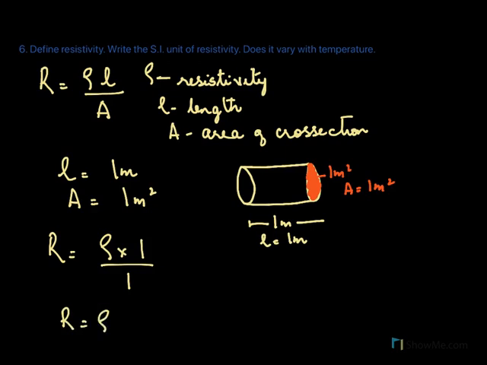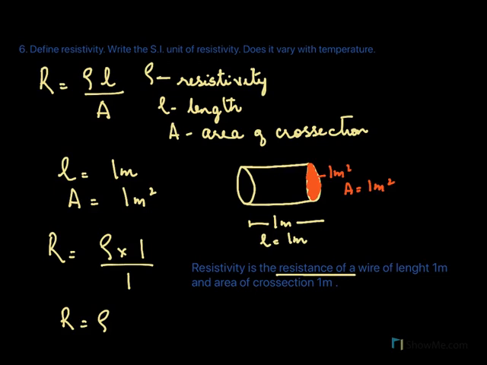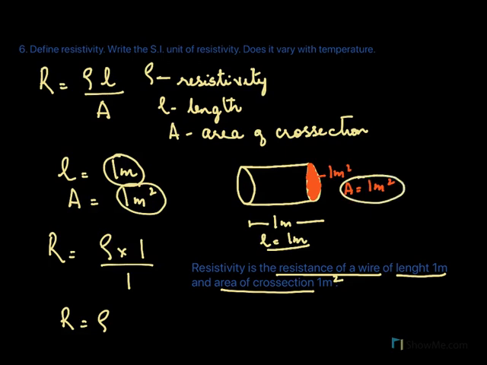Now we can define resistivity. Resistivity is the resistance of a wire having length 1 meter and area of cross section 1 meter square. That's what we have taken: L equal to 1 meter, and area of cross section 1 meter square. Then we got resistivity equal to resistance.